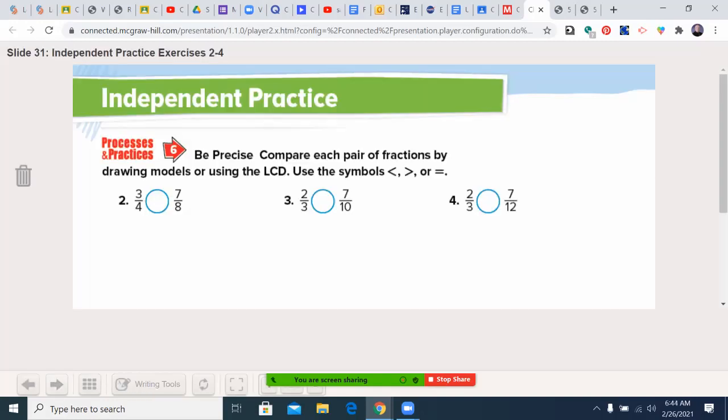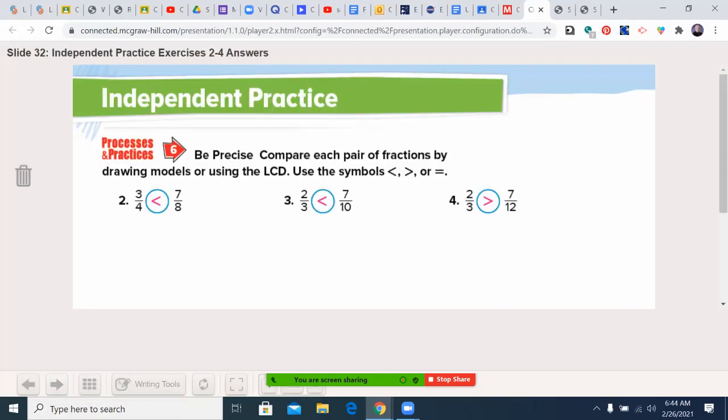I would like you to try numbers 2, 3, and 4. You'll do this by, again, pausing the video, solving, and then unpausing the video to see how you did. You may pause the video now. Welcome back. Let's see how you did.